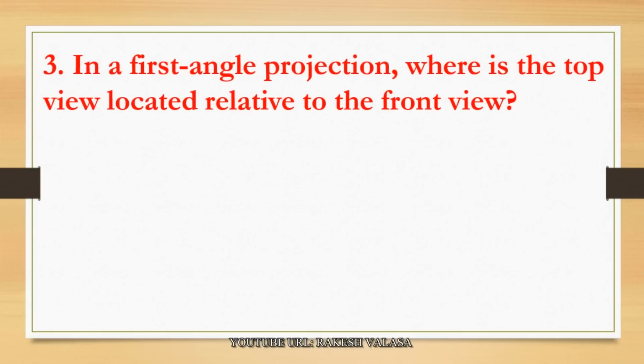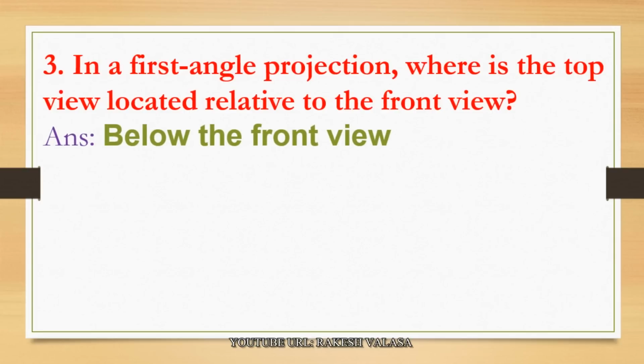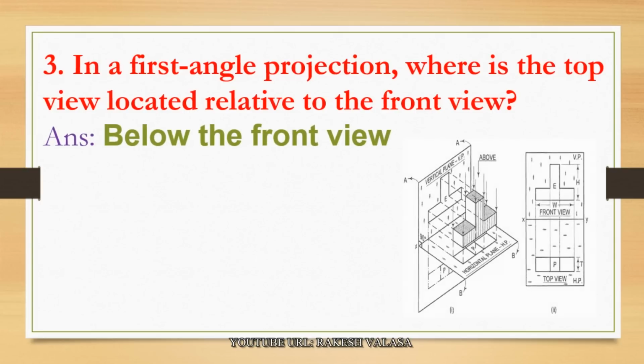Question number 3. In first angle projection, where is the top view located relative to the front view? Answer: below the front view. In first angle projection, the point should be in the first coordinate, that means above HP and in front of VP. Here the front view is above XY and the top view is below XY. In the given question, he is asking where the top view is in first angle projection. The top view is below the front view.